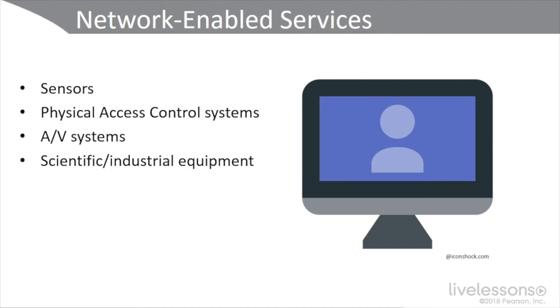Scientific and industrial equipment is network enabled more often than not. The best case scenario is that it's air-gapped from the internet, but often that industrial equipment cannot be air-gapped for reasons of interoperability with other partners or government contracts or storing information on the cloud.